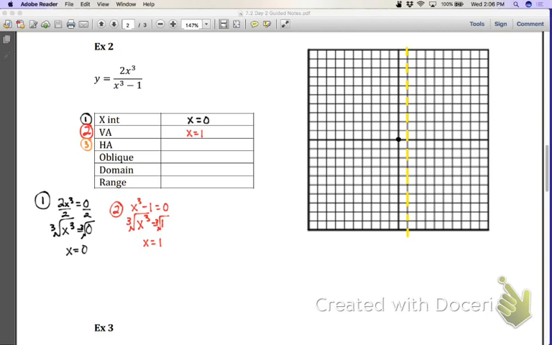Second. It's a lot like it was yesterday, right? I had powers that were the same. So that's a 3, that's a 3. So then, what am I going to do with the 2 and the number that's in front here, 1? What am I going to do with those? Divide. So what is 2 divided by 1? 2. So y is equal to 2.